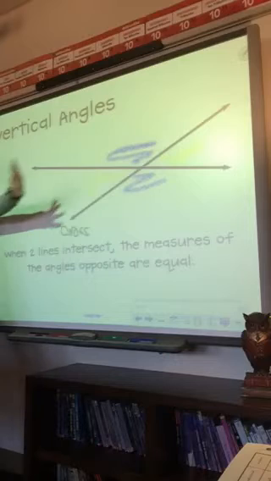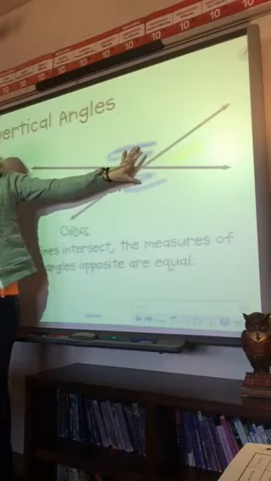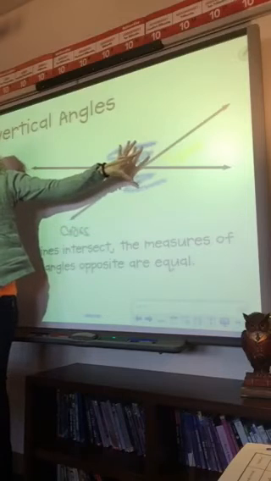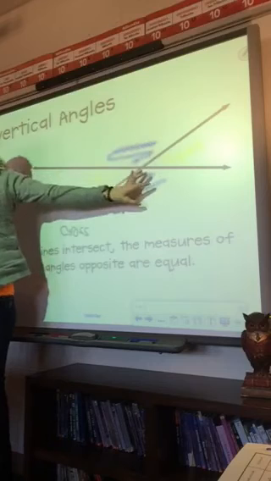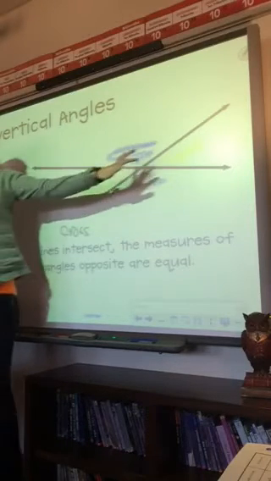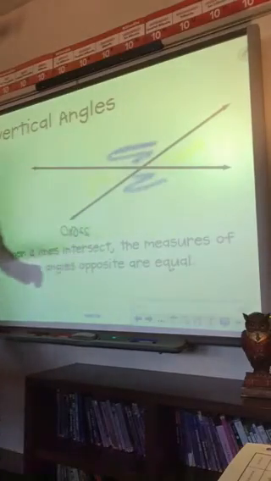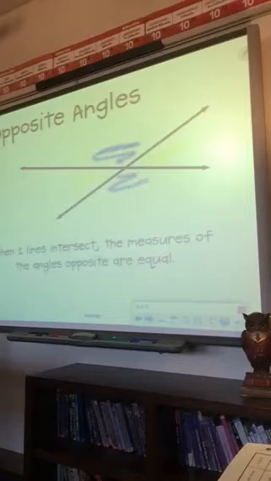So vertical angles mean that this angle and this angle, they're opposite of each other, or across from each other, have the exact same angle measure. If this one was 120, this one would be 120. If this one was 40, this one would be 40. Does that make sense? Okay, so the last thing that we're going to talk about are opposite angles.